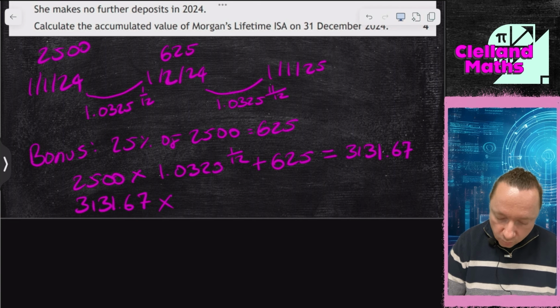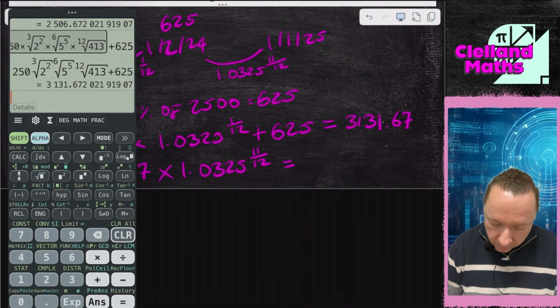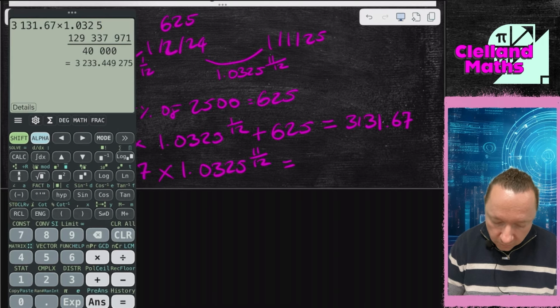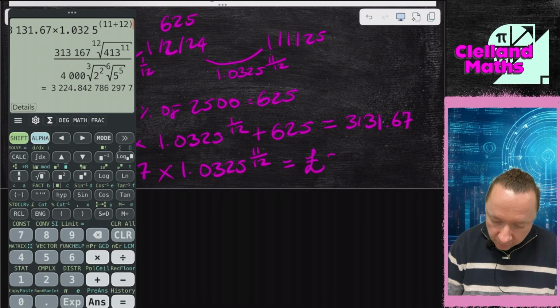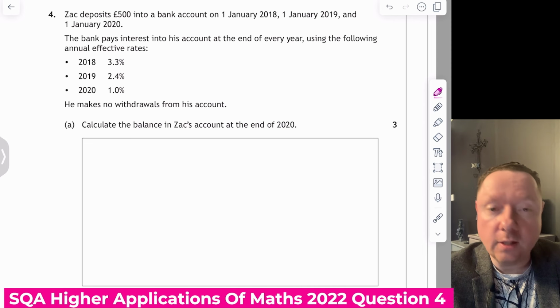So then I start again from 3131.67 times 1.0325 to the power of 11 twelfths. 3131.67 times 1.0325 to the power of 11 over 12 is £3224.84. And we're done there. Maths 2022 question 4.